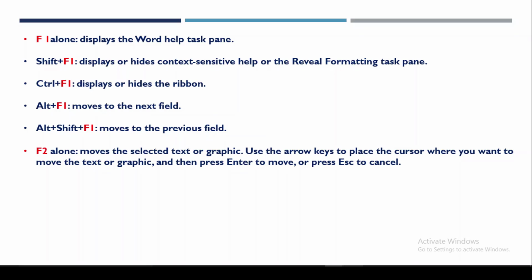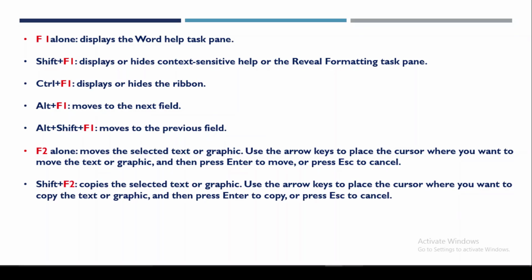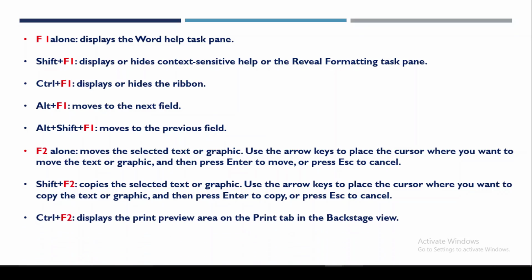Now, have a look at F2. F2 alone moves the selected text or graphic. Use the arrow keys to place the cursor where you want to move the text or graphic, and then press Enter to move or press Esc to cancel. Shift plus F2 copies the selected text or graphic. Use the arrow keys to place the cursor where you want to copy the text or graphic, and then press Enter to copy or press Esc to cancel. Control plus F2 displays the print preview area on the Print tab in the Backstage view.